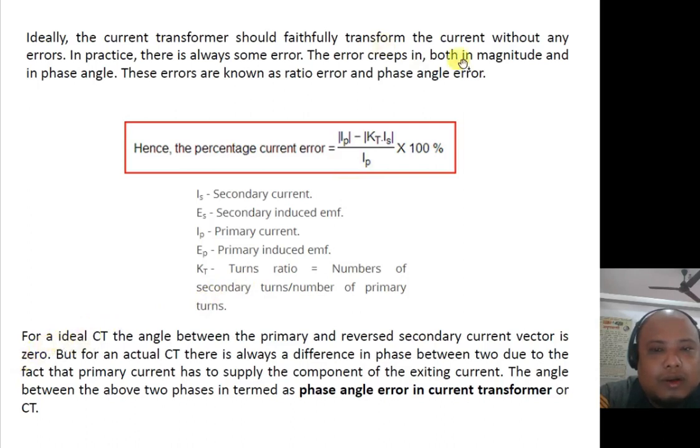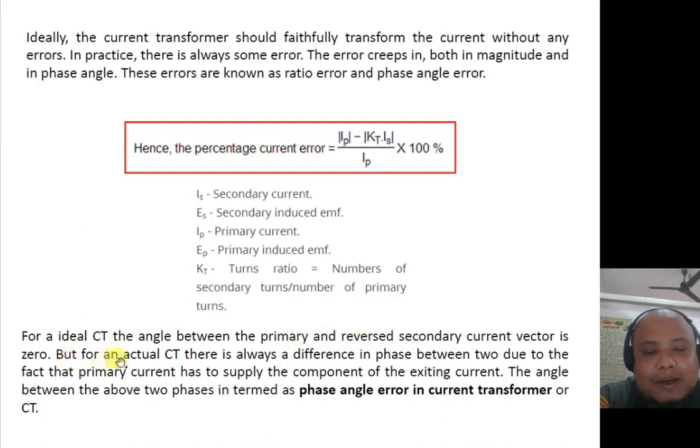Coming to the phase angle error, I told you for an ideal CT, the angle between the primary and reversed secondary current vector is 0. If the secondary current is not reversed, they will be 180 degrees out of phase. And if the secondary is reversed, the primary and reversed secondary will have 0 phase angle difference between them.